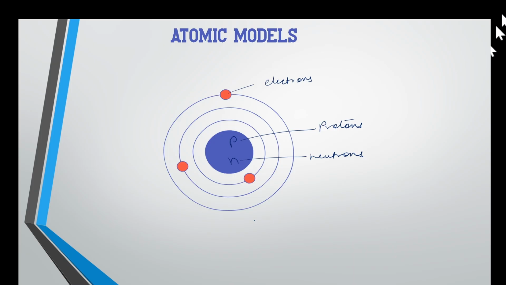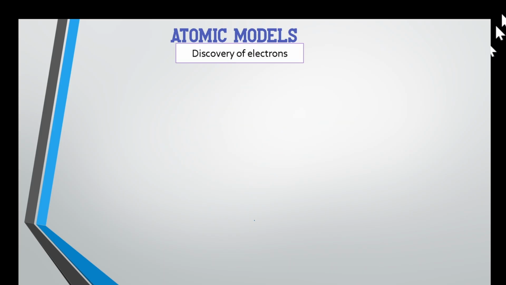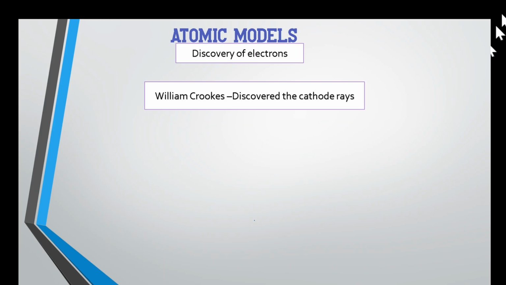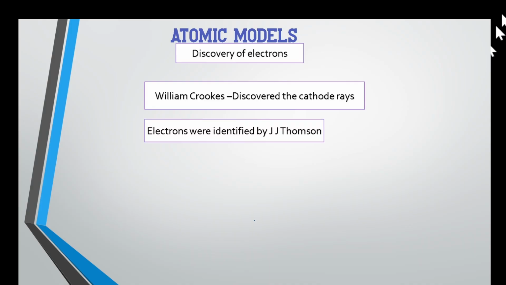We need to understand the historical perspective of how these subatomic particles and the structure of the atom came into existence. So firstly, talking about the discovery of electrons, we need to know that William Crookes was the scientist who had discovered the cathode rays, and when the cathode rays were analyzed by J.J. Thomson, he drew the inference that these negatively charged particles are nothing but the electrons.